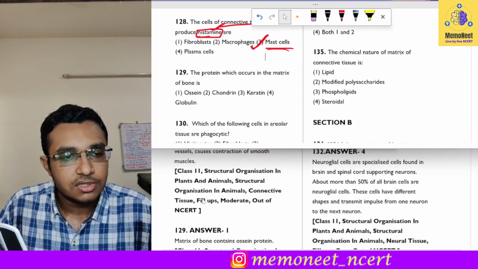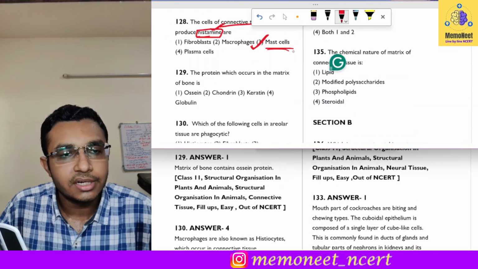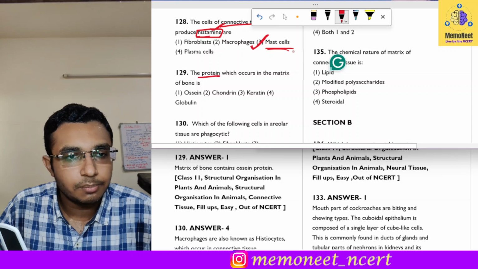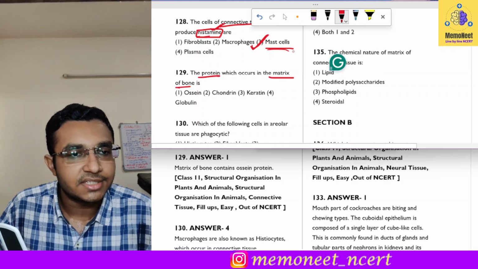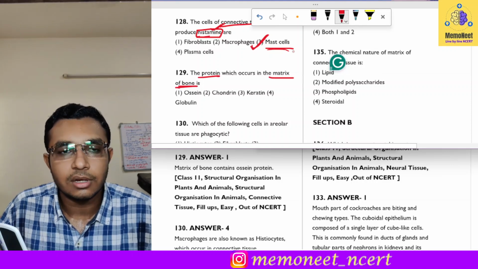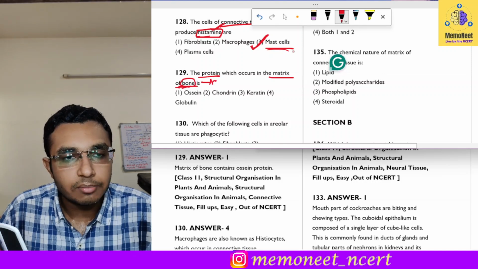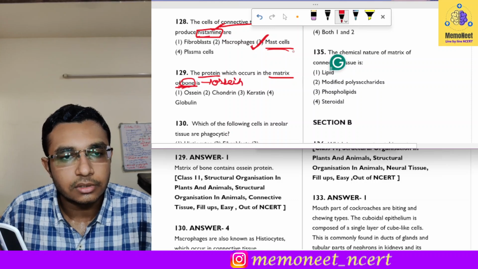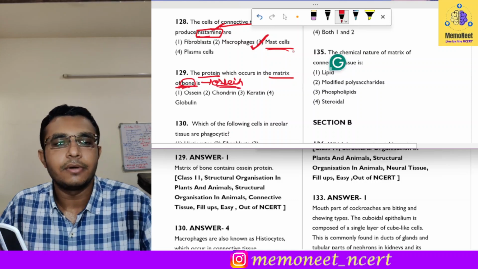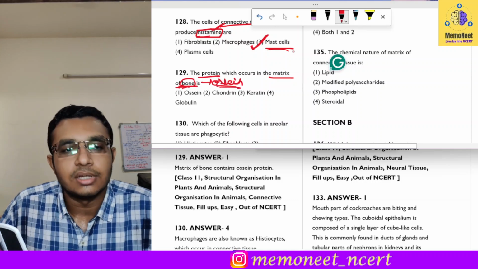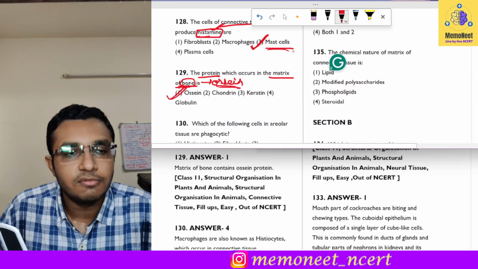The next question is question number 129. It states that the protein which occurs in the matrix of the bone is which type of protein? Now see, the bone contains the ossein protein. Okay, so ossein protein is found in the matrix of the bone. So the correct answer of this question is option 1.